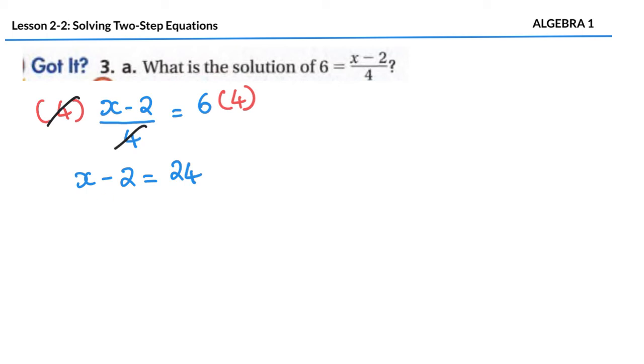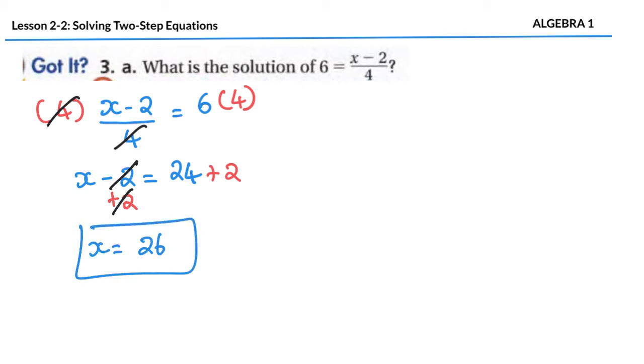Now, how will you remove the minus 2? By adding 2 on both sides. So you add 2 on both sides. So what do we get? X is equal to 26. That is the solution of this equation. Wonderful. I am sure you have got it right because you are a brilliant student, and keep working.